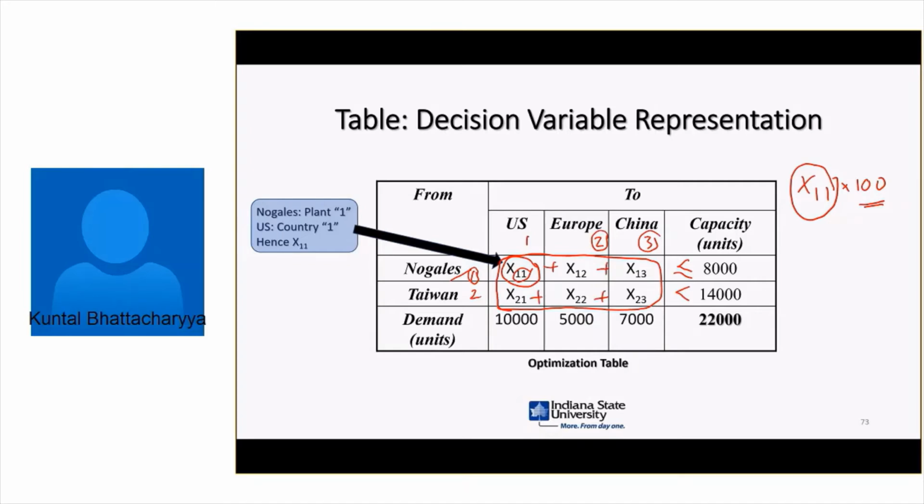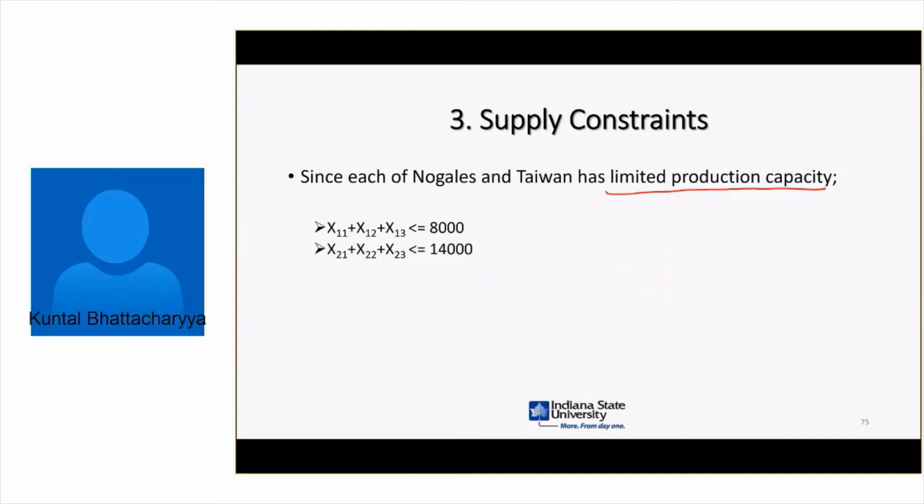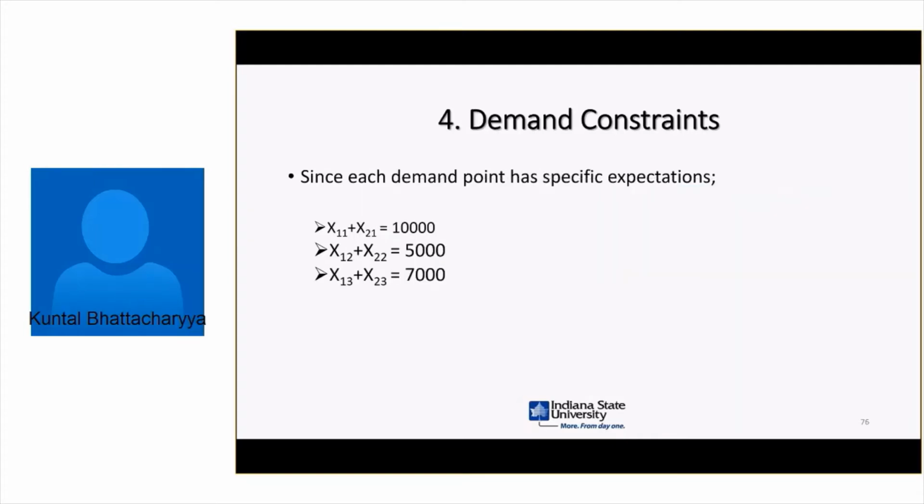On the other hand, these two should add up to 10,000. These two should add up to 5,000. These two should add up to 7,000. That's how it is balanced. So those are also my constraints. So from a production capacity perspective, when you add those up, it's less than or equal to 8,000, less than or equal to 14,000. Ditto for demand, and I'm saying these are equal to 10,000, 5,000, and 7,000 as you go down. There is something more.